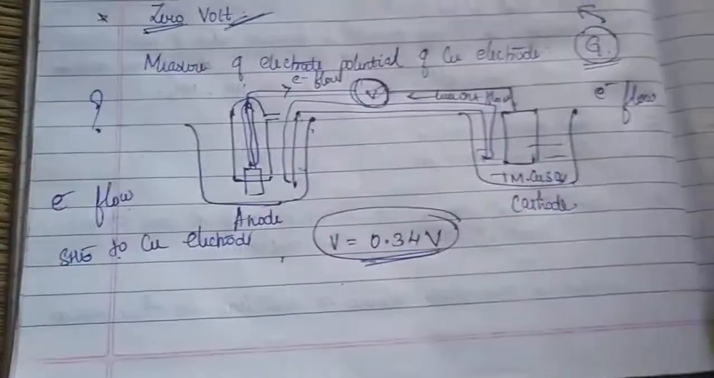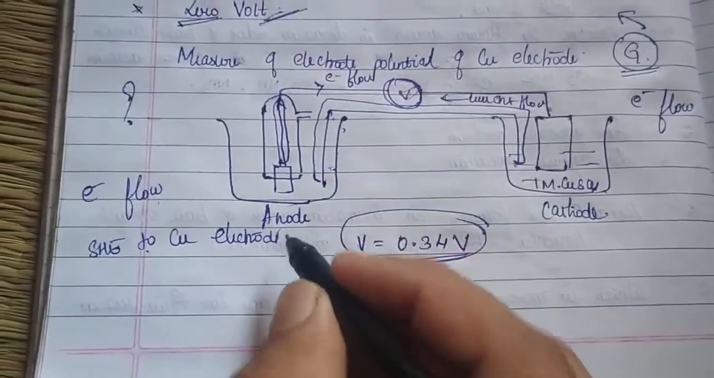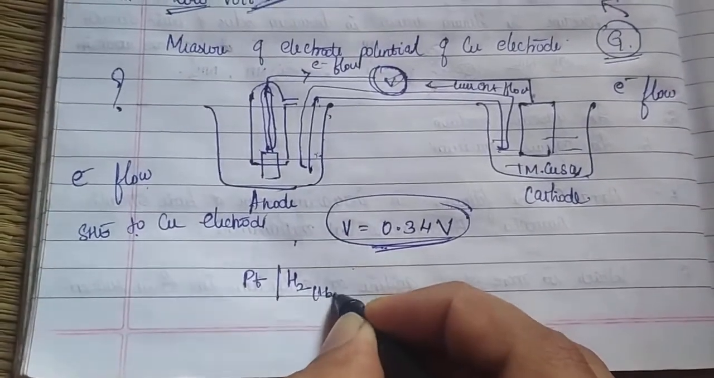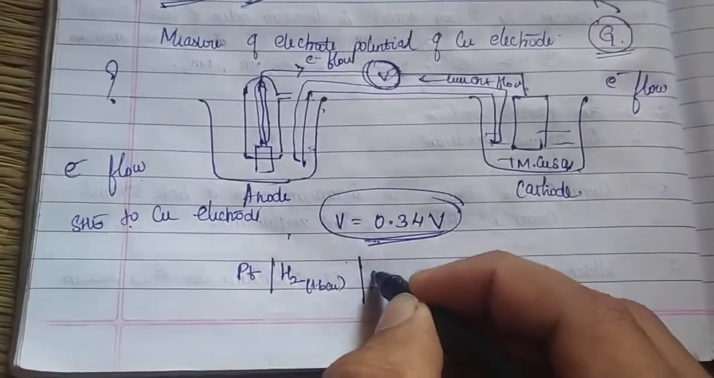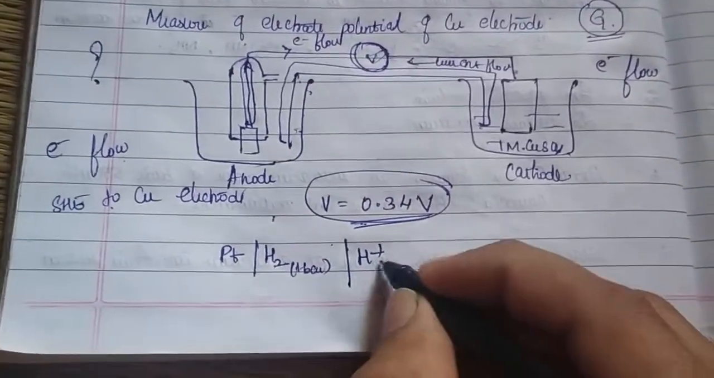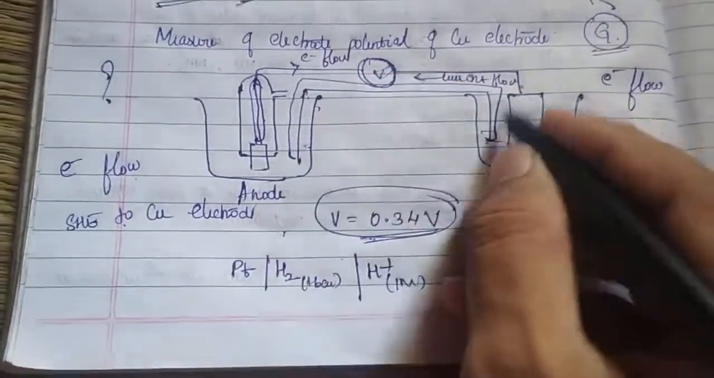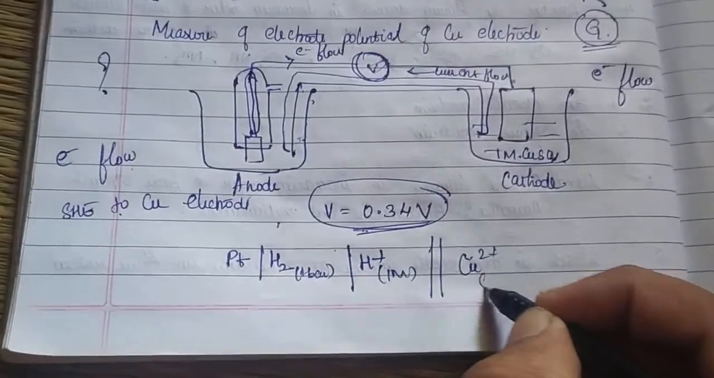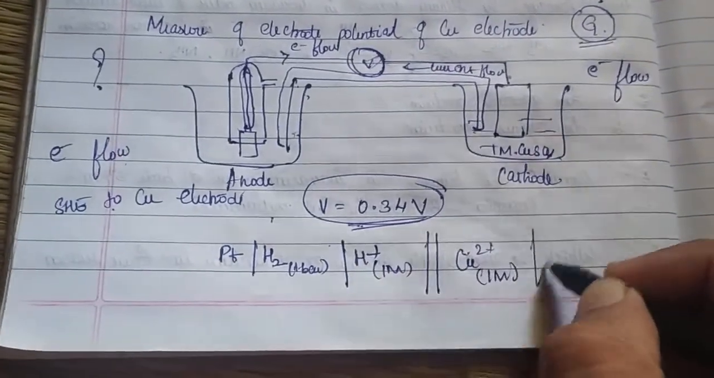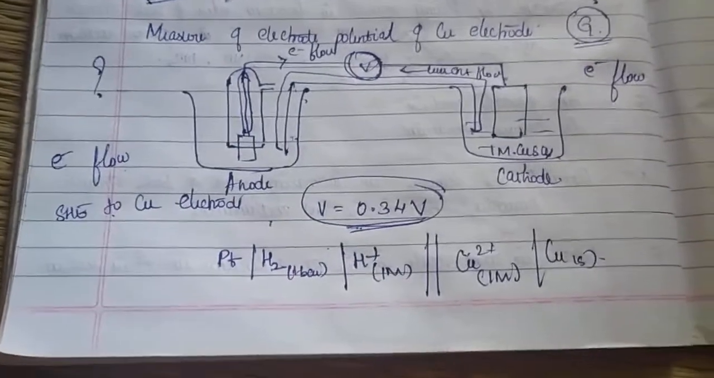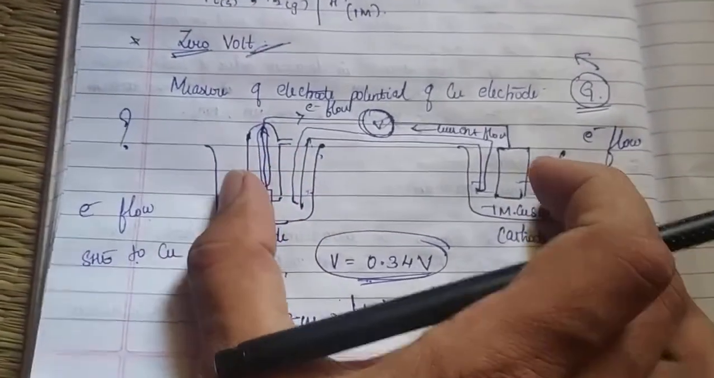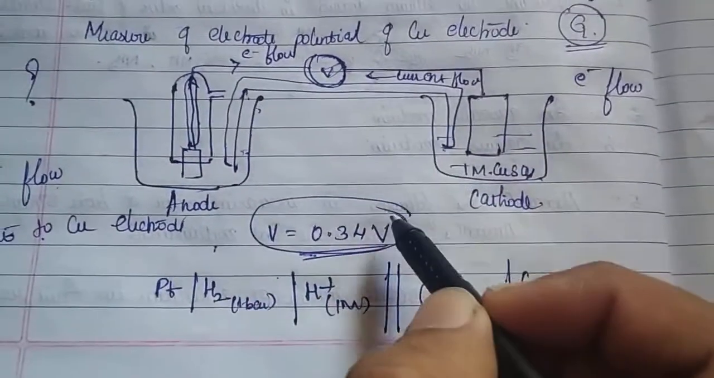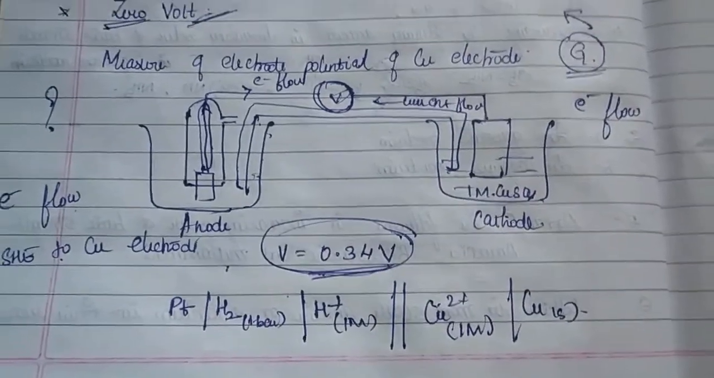So how can this cell be represented now? Of course we know how to write it. First, the anode must come. So Pt | H2, which is at 1 bar atmospheric pressure, which I have maintained, single bar, H+ which is 1 molar. Then I have used a salt bridge, so double bars, then Cu2+ which I have also mentioned as 1 molar, and then comes Cu which is solid. So this is the overall cell representation of the above figure. By this way we have come to know that we are getting a voltage of 0.34 volt. But what do I require?